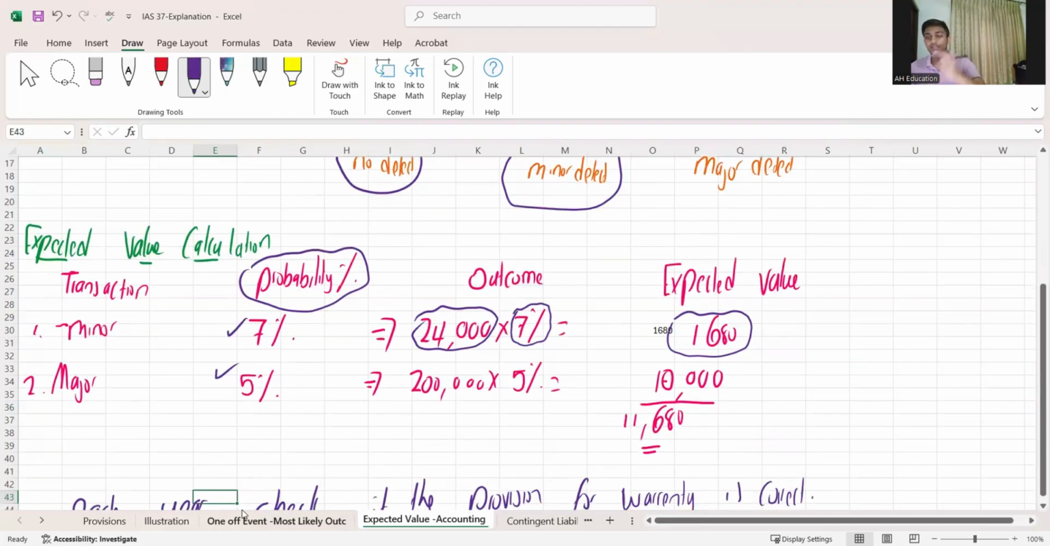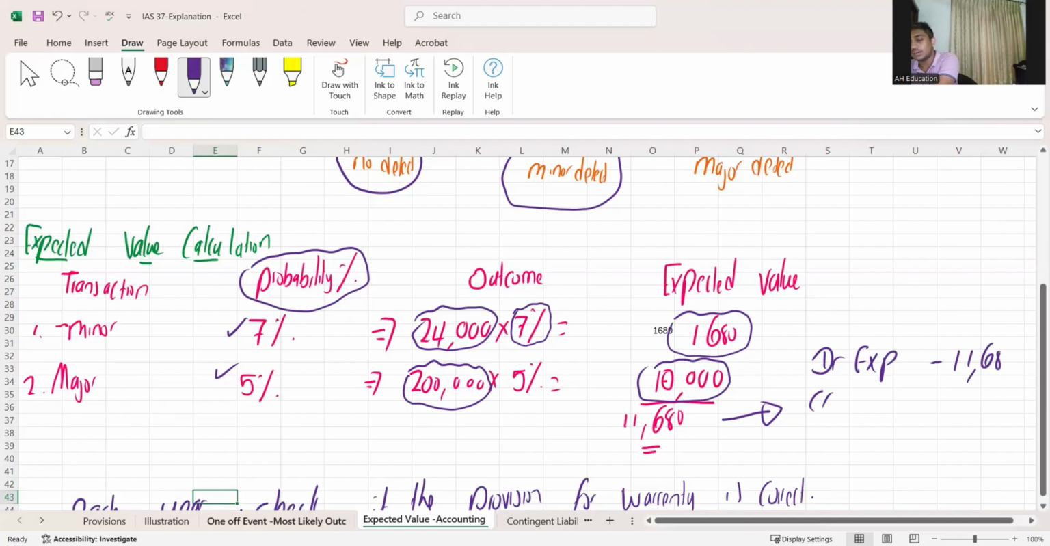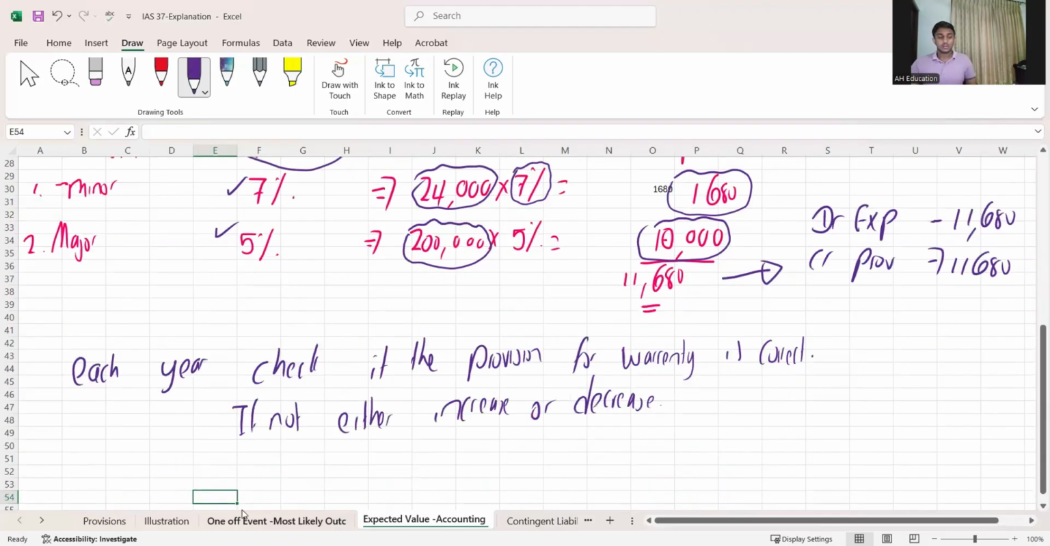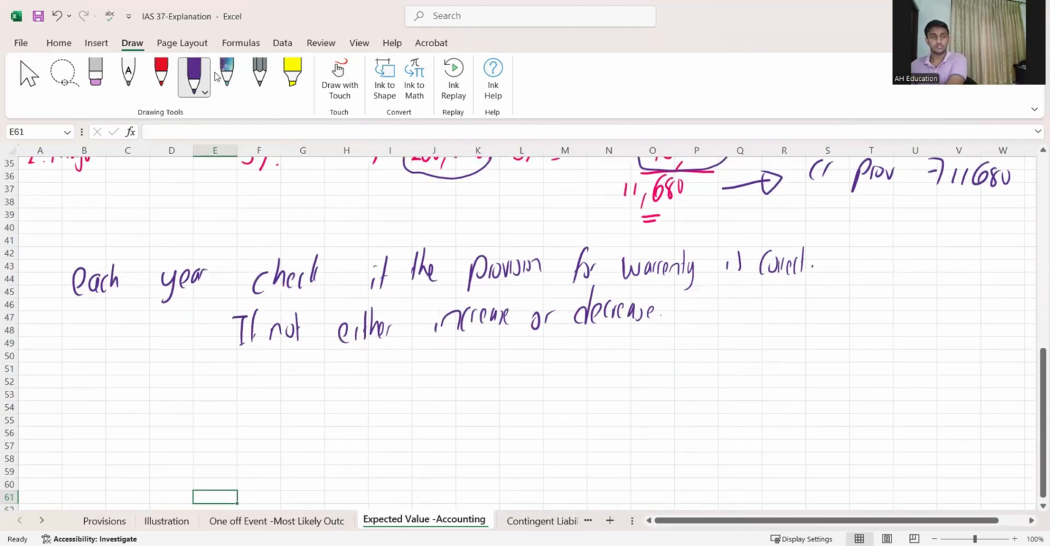Same thing again for major. There will be a 200,000 cost if it's a major damage, but again, there is only 5% probability of it occurring. So therefore, you'll be arriving at an expected value of 10,000, right? So in total, your expected value would be 11,680. So you all need to recognize an expense of 11,680 and a provision of 11,680.